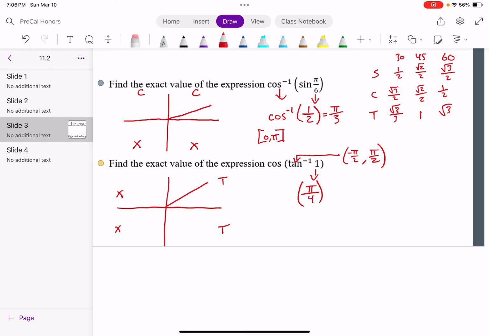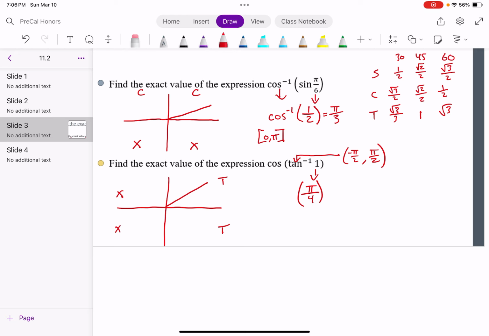If we were in quadrant 4, notice one of those values, which would be the sine, would have to be negative, which means a positive divided by a negative would actually give us a negative 1. So we know that it has to be pi over 4.